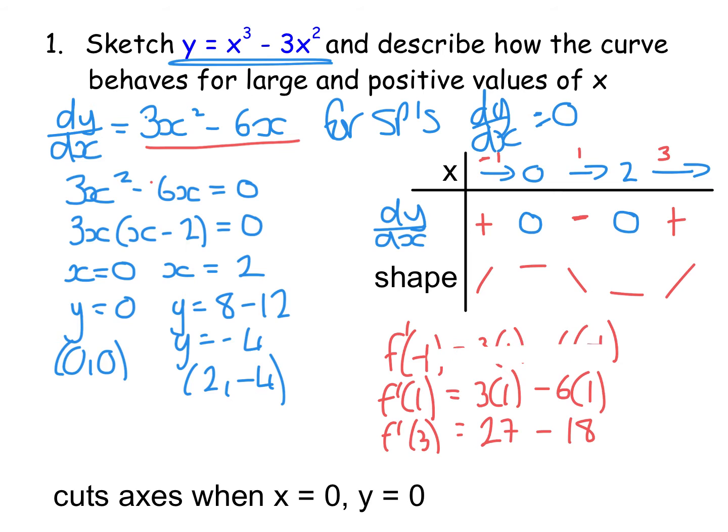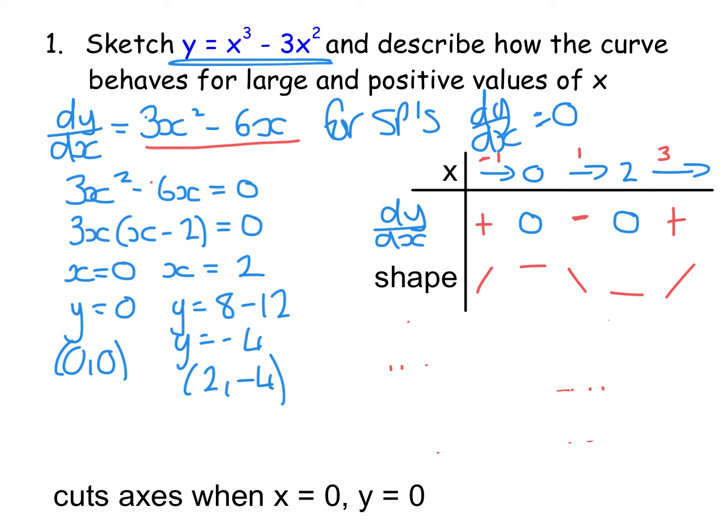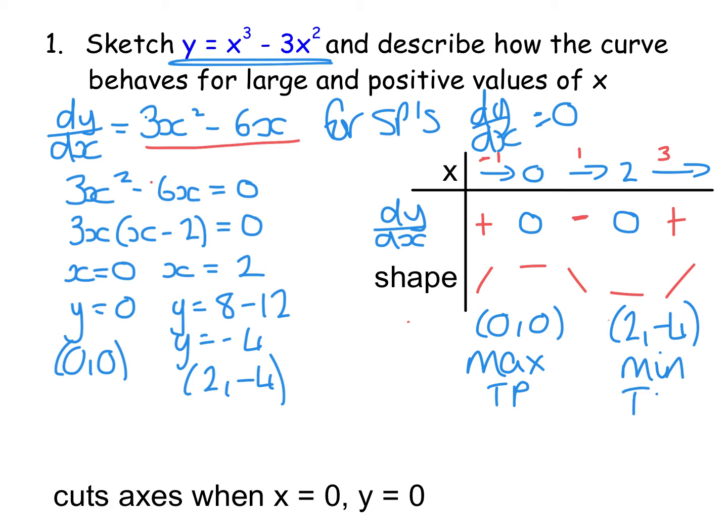The last bit to do here is my conclusion, to write out my 2 turning points and their nature. I know I've already got them written over here, but I just like to write them under my nature table. So 0, 0 was a maximum turning point. And the other one was 2, negative 4, which was a minimum turning point. Okay, so there are my 2 stationary points.